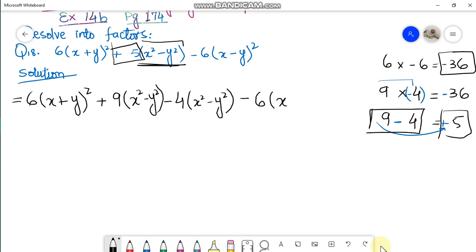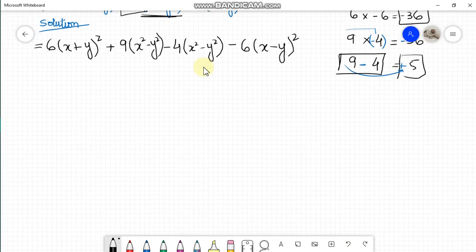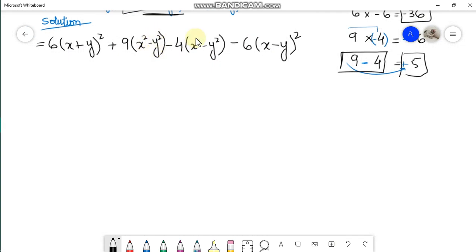The last term will remain as it is. Now you have a bit difficult step, so see the step very carefully. I'm just going to expand the formula in these two terms. What is the formula? A square minus b square is equal to (a plus b)(a minus b). In the question we have x and y, see this, x square minus y square, x square minus y square. It means the formula will be expanded in the form of (x plus y)(x minus y) here, and (x plus y)(x minus y) here.